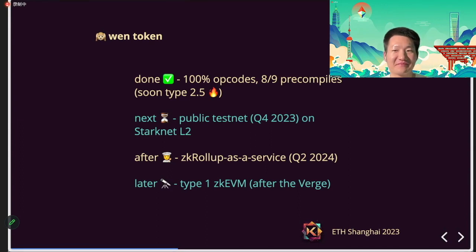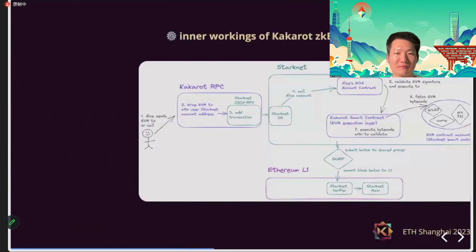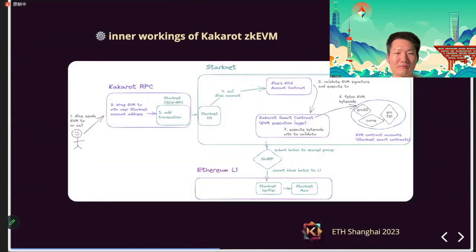And in the very long future, we want to participate in the roadmap of Ethereum. So currently we are a type 2.5 or 2 zkEVM, and we're going to migrate to type 1, I think within 4 years-ish, depending on the roadmap of Ethereum. But how does Kakarot really work? I think it's non-trivial to think that right now we're making Starknet EVM compatible. So let's deep dive with the flow of a transaction.